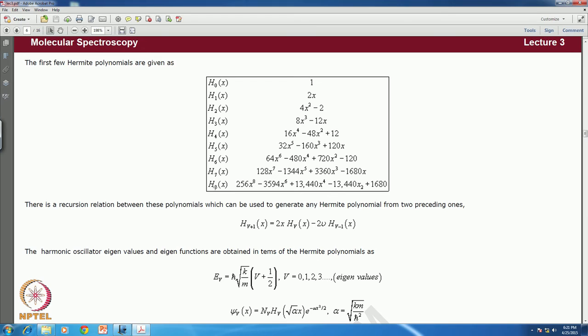One thing that should be noted is that the even numbered polynomials 0, 2, 4, 6, 8 are all even functions of x. h0 of x is 1, h2 of x is 4x squared minus 2, which does not change if x is negative or positive, that is minus x or plus x. h4 of x is again x raised to 4, therefore it is an even function of x. h6 of x is even.